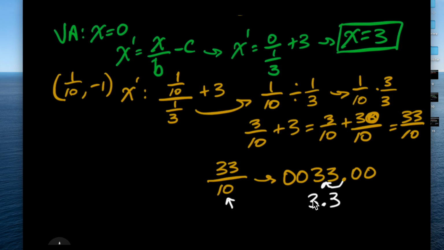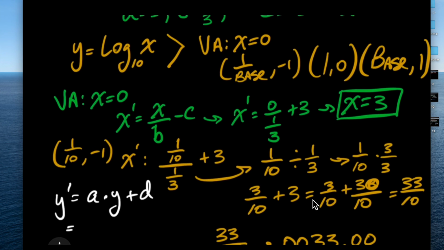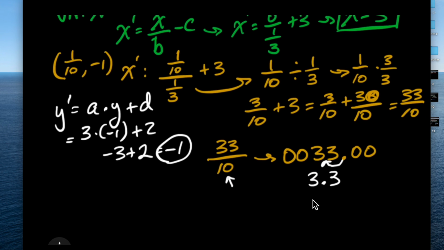Our new y value is going to equal a times y plus d. Our original y value is -1, and our a value is 3. So we're going to have 3 times -1 plus 2. And that's going to give us -3 plus 2, or -1. So our first point is going to be 3.3 comma -1.